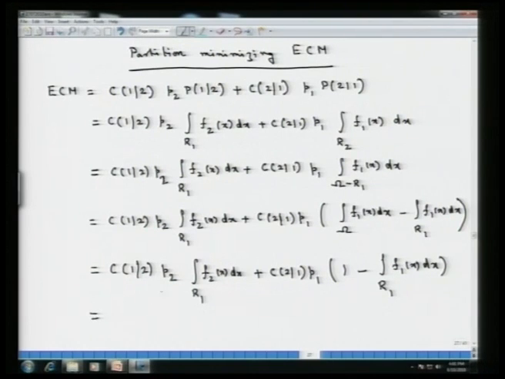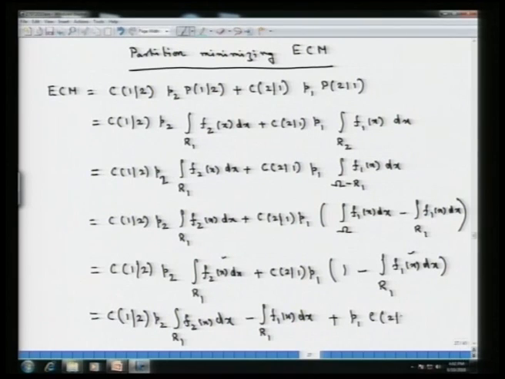Now, collecting this term and the term corresponding to this, we can write this as C(1|2) P2 times the integral over R1 of f2(x) dx, minus the integral over R1 of f1(x) dx, plus P1 times C(2|1).